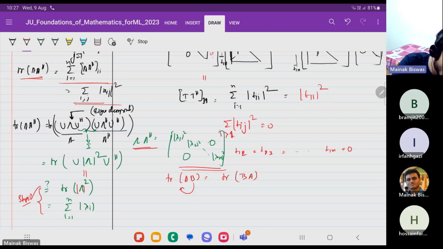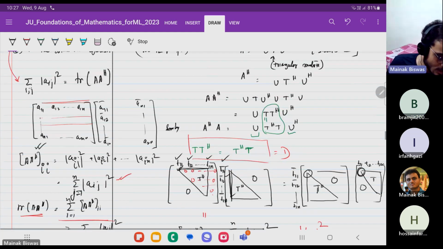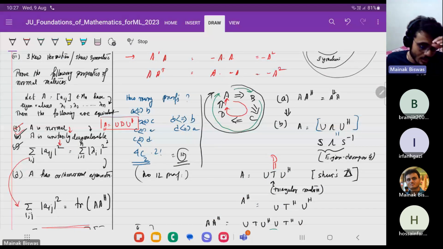So what can I do to use this cyclic property? I will put it in front. So we can write the trace of U Hermitian into U lambda square. Correct. That will give you one unit matrix. Good. So you have been able to prove B to C as well. How to prove C to A, C to D?